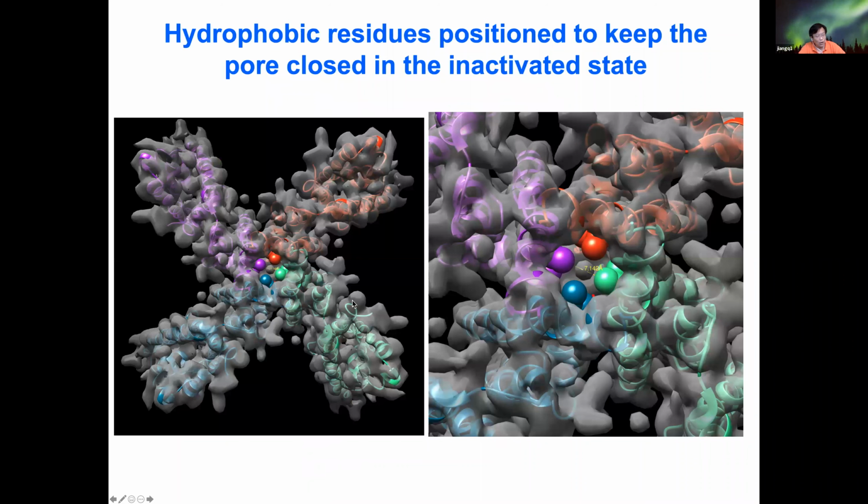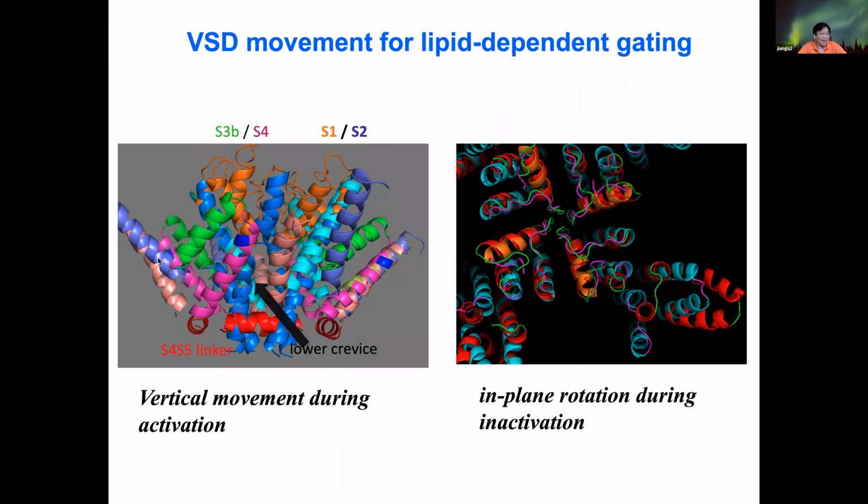Using the atomic model, we identify the residues that actually swing towards the middle of the pore and keep the pore closed. This is how steady state inactivation happens. This is a conformational state that has been looked for by many people in the field. We are the first ones. So using this conformation, we were able to show that the voltage sensor seems to move vertically for the resting state and horizontally for the inactivated state.